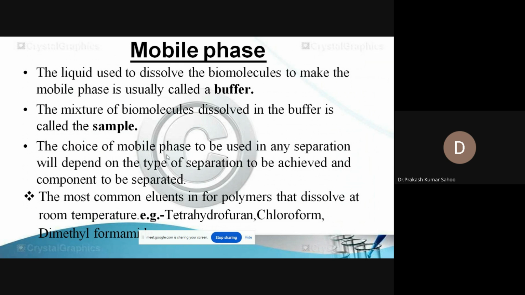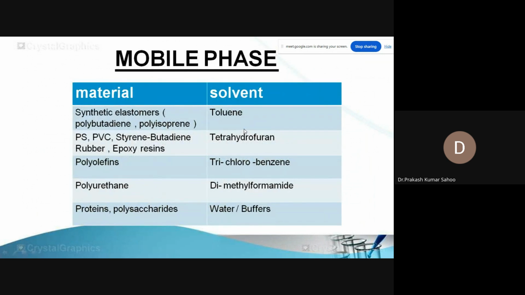The most common solvents, or mobile phase or eluent, for polymers that dissolve at room temperature are THF, tetrahydrofuran, chloroform, or dimethyl formamide. So these are the frequently used solvents in size exclusion chromatography. If your material is an elastomer, such as polybutadiene or polyisoprene, the solvent is toluene.